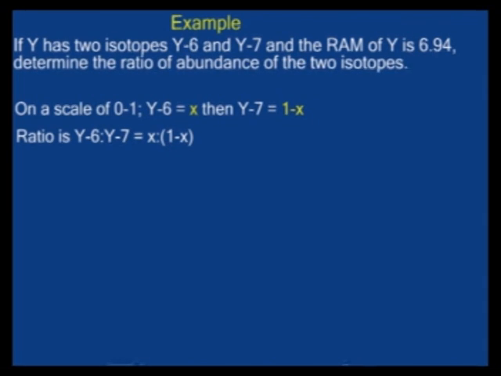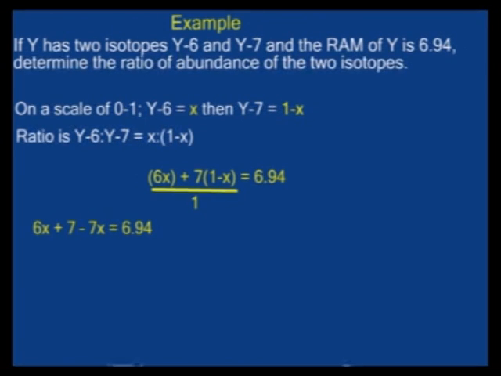We then proceed as usual and equate to the given relative atomic mass. So 6 we multiply by X because it is the corresponding abundance according to what we have chosen arbitrarily, plus 7 we multiply by its corresponding abundance, which was 1 minus X. We divide by the total, which is 1, and we equate to 6.94. So normal multiplication, 6x plus 7 minus 7x is equal to 6.94.